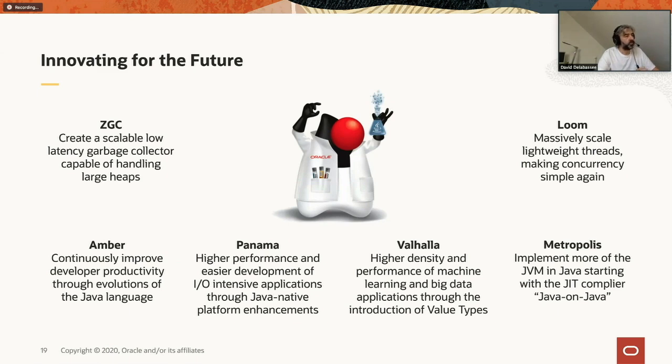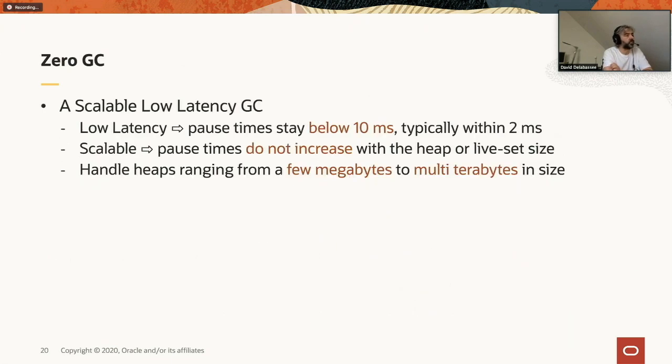So I'm going to discuss some of those today: ZGC, Amber, Panama, Valhalla, Metropolis, Loom, and so on. Very quickly, the first one that I want to discuss is ZGC, Z Garbage Collector. It's a low latency scalable garbage collector that we started to work on a few years ago. It was introduced as an experimental feature in Java 11. And the main goal of ZGC is to give you the lowest latency possible.